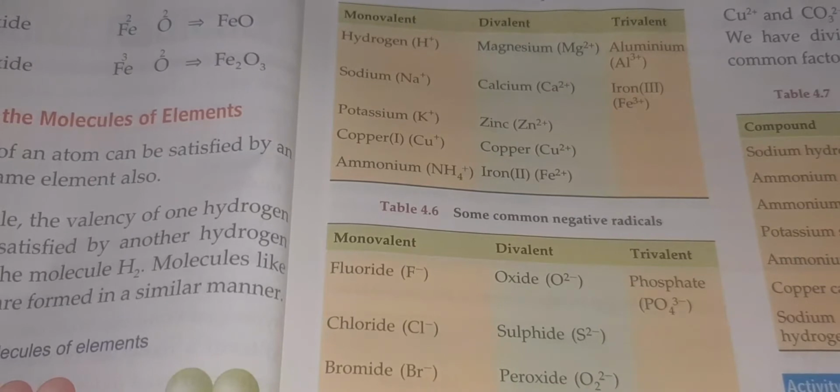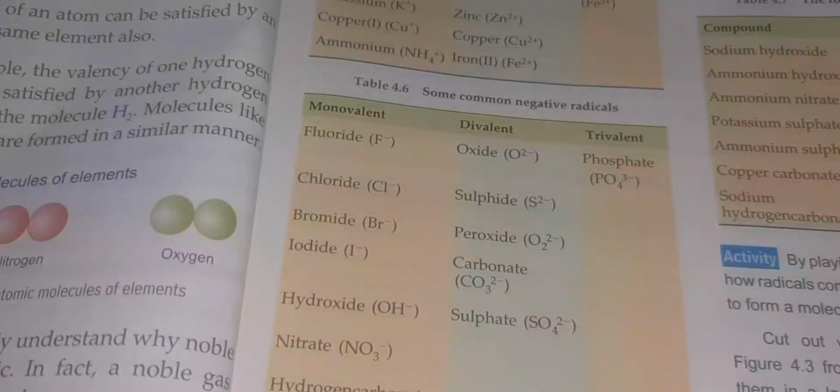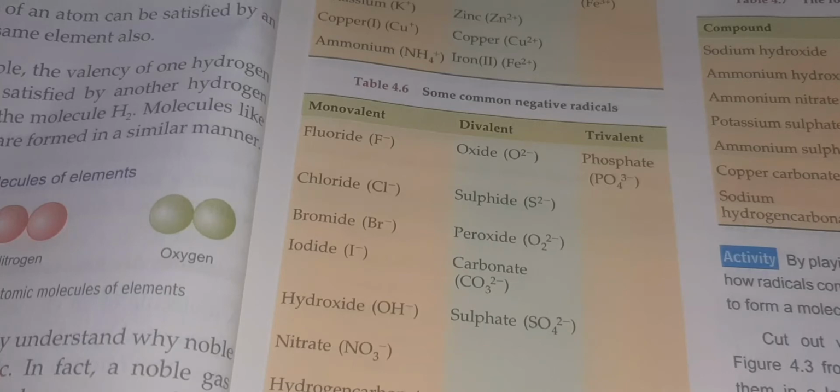We have monovalent. If any identities of such type have a positive charge of plus 1, we call them monovalent. If they have plus 2 charge on them, we call them divalent. If they have plus 3 charge on them, we call them trivalent. Similarly, negative charge radicals are also there, and if a negative radical has minus 1 charge, we call it monovalent again, and minus 2 divalent, and minus 3 trivalent.